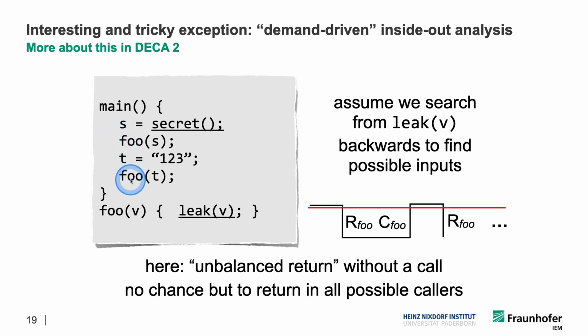And then only later, as the analysis works its way upwards here and also there, will it figure out that for this one call site here, it would actually find that the value originates from this secret method. And for the other call site here, that is not the case.